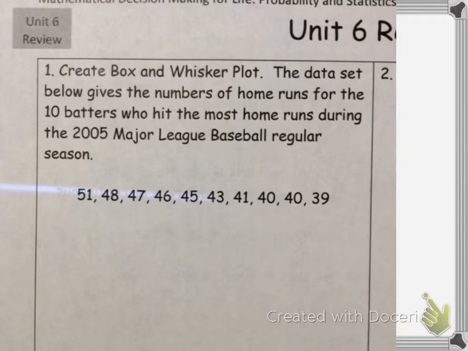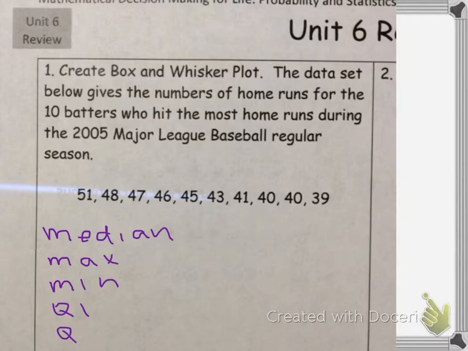So if you remember, when we do a box and whisker plot, there's a few things that we need. The first thing that we need is the median. We also need the maximum, the minimum. We need quartile 1 and quartile 3's values. If we know those things, then we can totally just draw our box and whisker plot. So the very first thing that I want to do is write our numbers in order from least to greatest. That way we can find the median, the max, the min, those kinds of things just by looking at our set of data.